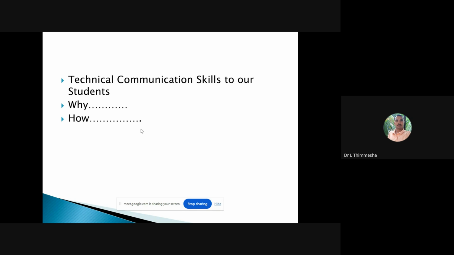All the placement and software soft skills training companies which are visiting our college campuses give very high importance to body language, intra-communication skills, and inter-communication skills in their training.